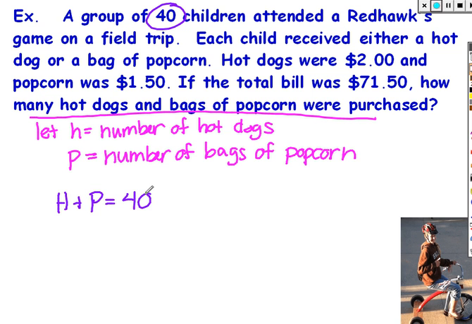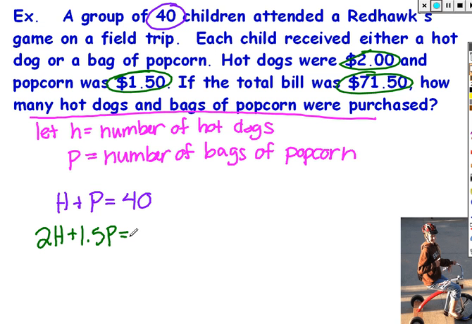Then I've also got a bunch of prices up here. I have $2, $71.50, and $1.50. $2 per hot dog. So the total cost of the hot dogs would be $2 times the number of hot dogs. $1.50 times the number of bags of popcorn, and altogether the bill was $71.50, and this is your system. Now you could go through and solve this by substitution or elimination.